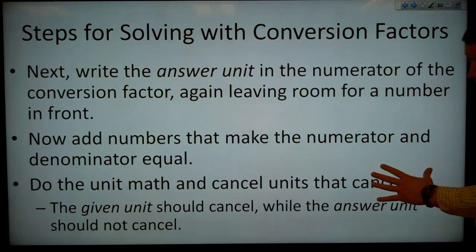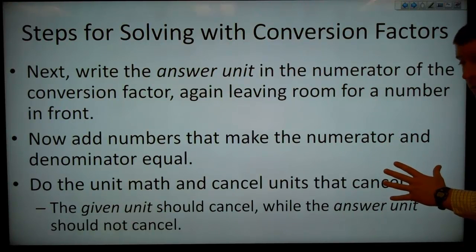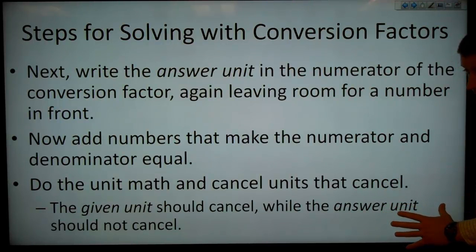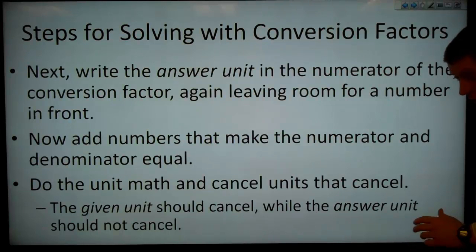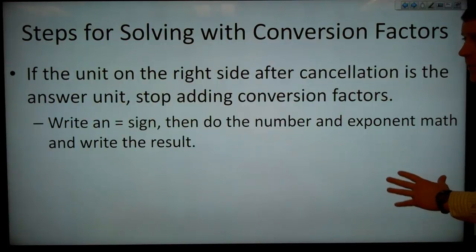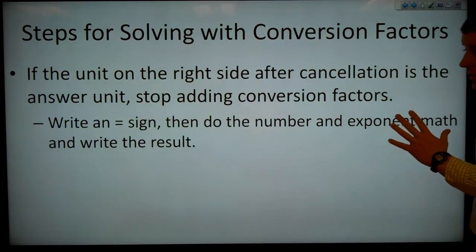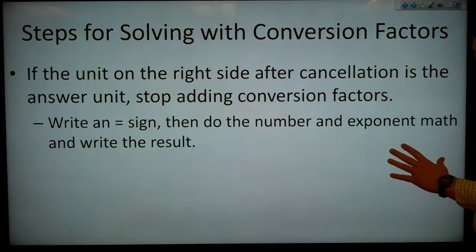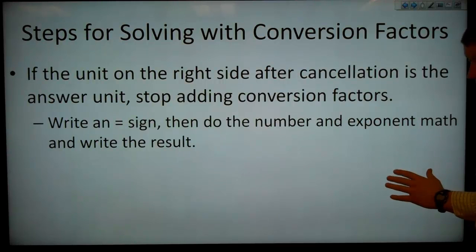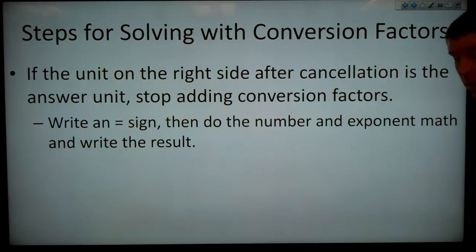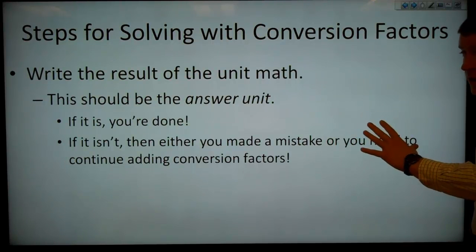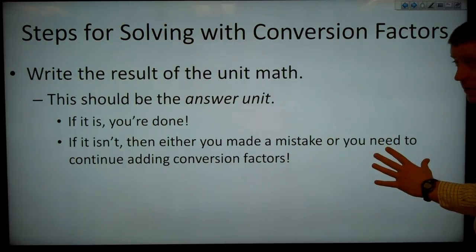And then we're going to add numbers that make our numerator and denominator equal to each other. Then we'll do the unit math and cancel units that cancel. And the given unit should cancel, and our answer unit should not cancel. That should stay behind, and it should be the only unit that stays behind. If the unit on the right side after cancellation is our answer unit, then we stop adding conversion factors, and we write an equal sign, then we do the number and exponential math, and we write our result. So then we write the result of our unit math, and this should be the answer unit. If it is, then we're done.